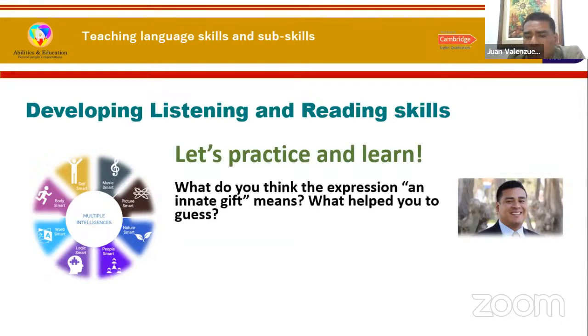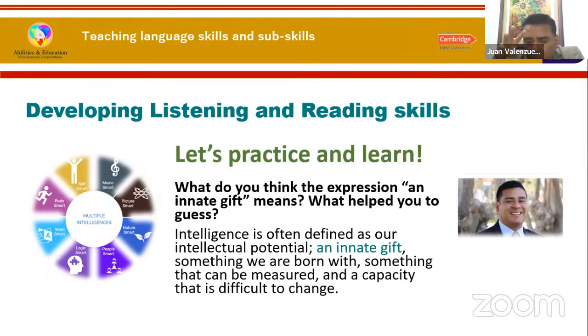Okay, now, in the text, we have the expression innate gift. What do you think the expression an innate gift means? In one section of the passage, it says, intelligence is often defined as our intellectual potential. An innate gift, something we are born with, something that can be measured, and a capacity that is difficult to change. What do you think is the meaning of an innate gift? Can you guess the meaning from the context, from the words around, before or after innate gift?